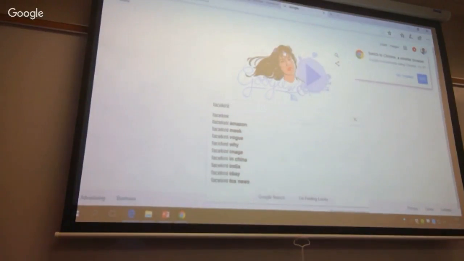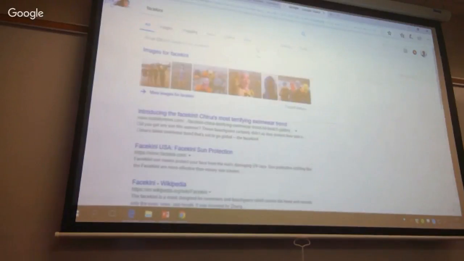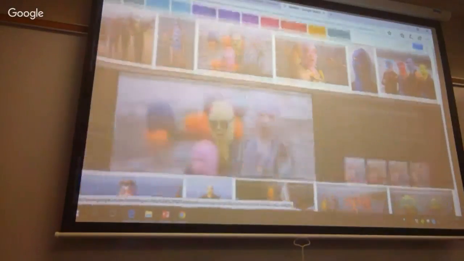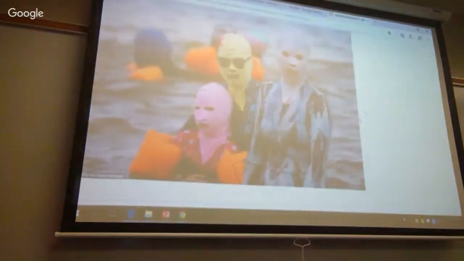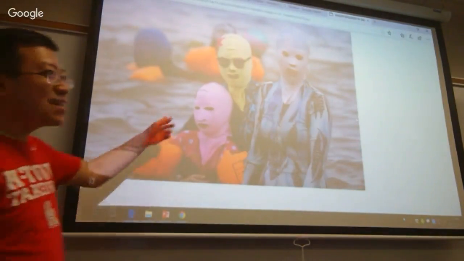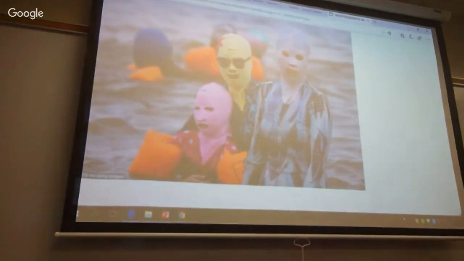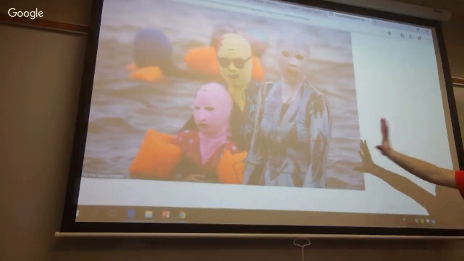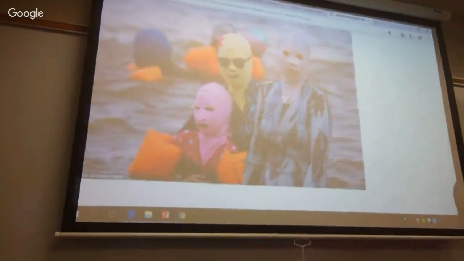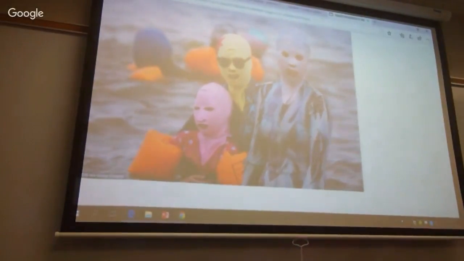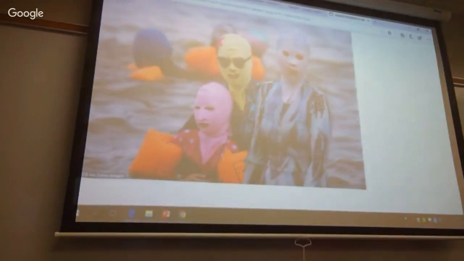Okay. This thing is called face bikini. It's a bikini for your face. So you can wear long sleeve shirts and pants, and then wear this to cover your face. This is very popular in countries like China, Korea, and Japan. I don't know, maybe it looks so good.